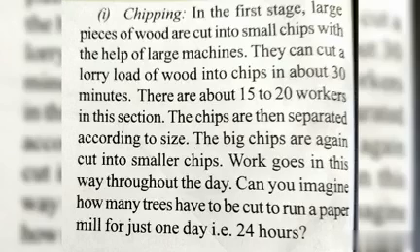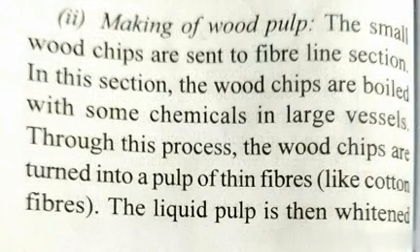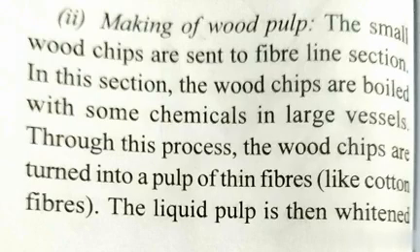Second is making of wood pulp. What is it? We have now cut the wood into small pieces. The small wood chips are sent to where? The fiber line section. This is another section. What will they do in this section? In this section the wood chips are boiled with some chemicals in very large vessels, and through this process the wood chips will turn into a pulp of thin fibers. After boiling, it will become a pulp of thin fibers, like cotton.